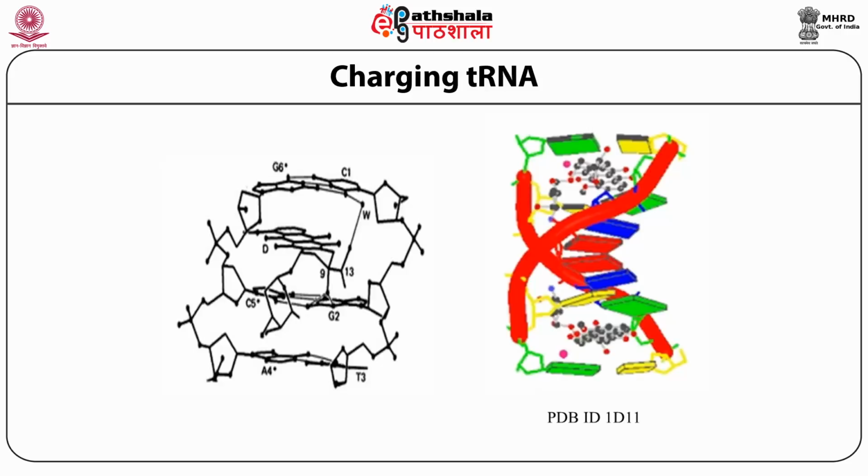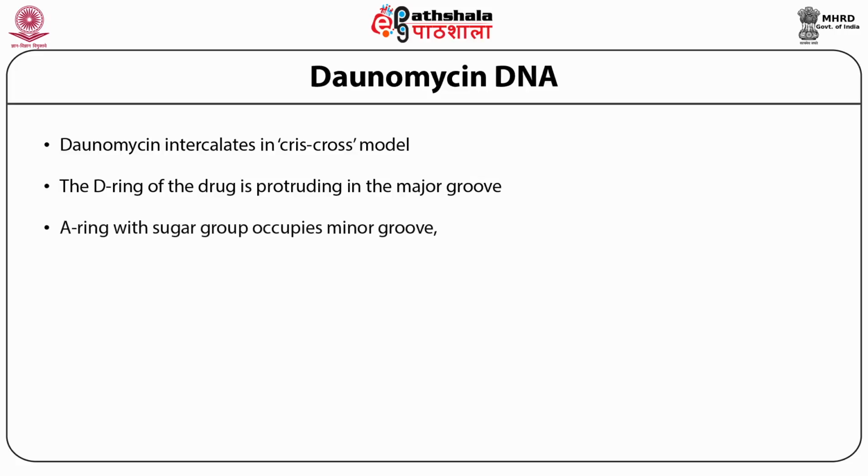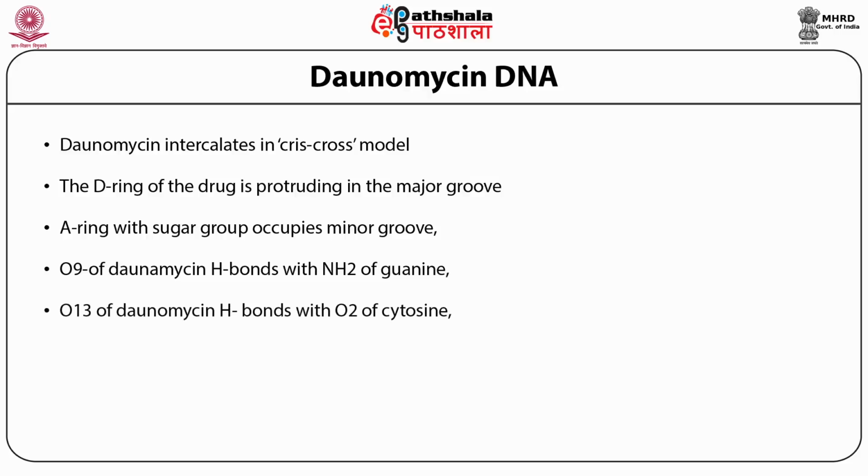So the PDB-ID of this structure is 1D11. The Daunomycin intercalates in the Cris-Cross model. We have talked about it earlier. The D ring of the drug is protruding in the major groove, whereas the A ring with the sugar group occupies the minor groove. The O9 of Daunomycin H bonds with the NH2 group of guanine, and O13 of Daunomycin H bonds with O2 of cytosine.